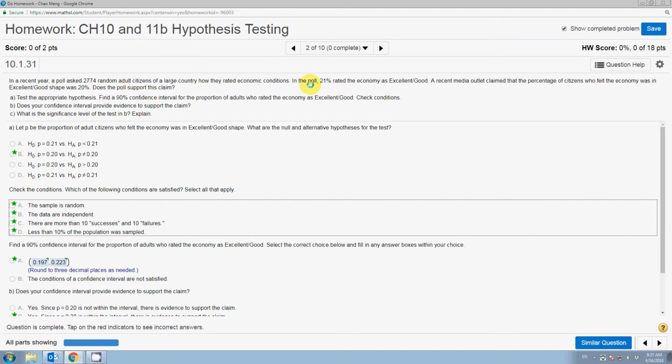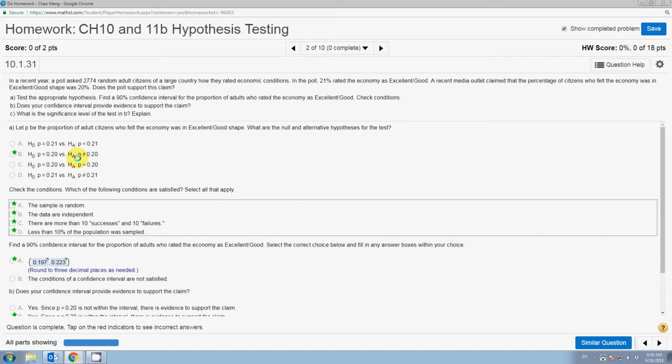If we go back to the question, we can see in the poll, 21% of the people said the economy is good, and we have 20% from the media. So which numbers do we use? This 21% is from the sample, okay? It's from the poll. And in the null hypothesis, we should never talk about the sample. We should talk about the population proportion or the population mean. So we should use this 20% because this 20% is the population proportion, okay?